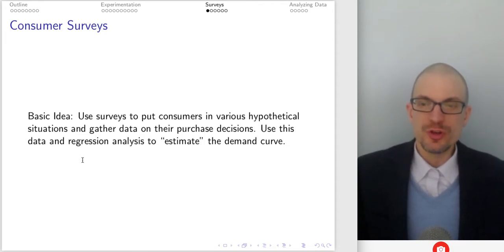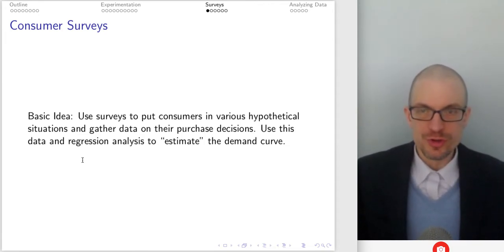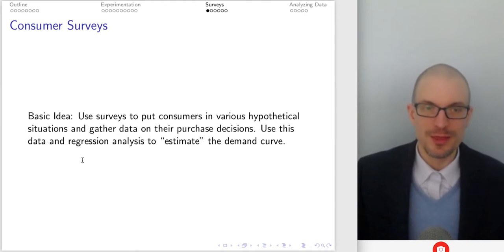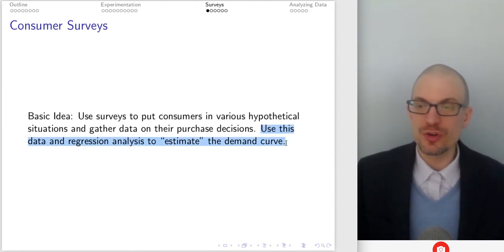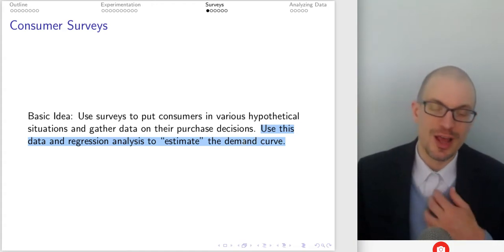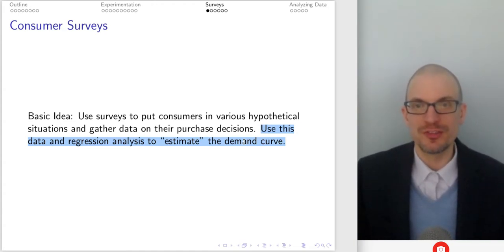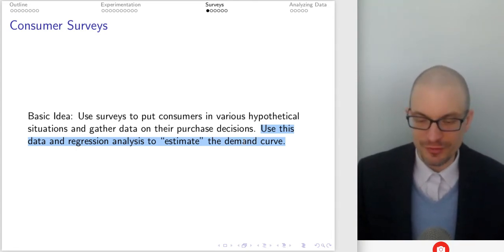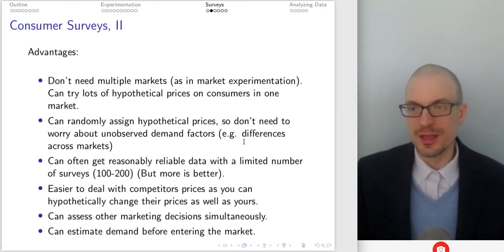So what you can do with surveys is you can put your consumers through a series of hypotheticals, and then they'll tell you what they would purchase and what their purchase intensity would be. And if you do this correctly, you could use regression analysis to estimate a demand curve. And I say correctly, you want to make sure you write good survey questions that aren't leading, such that the survey itself is going to be invalid.